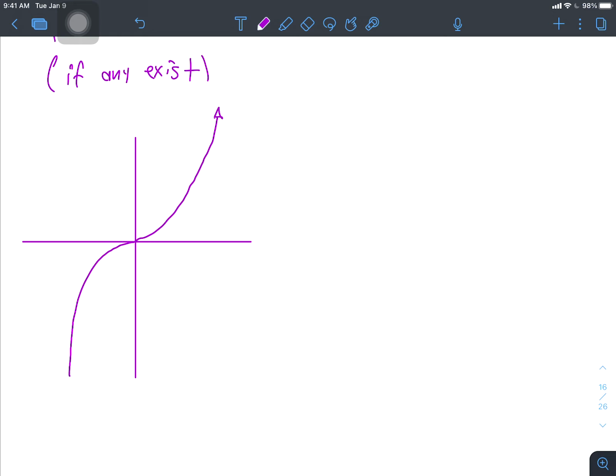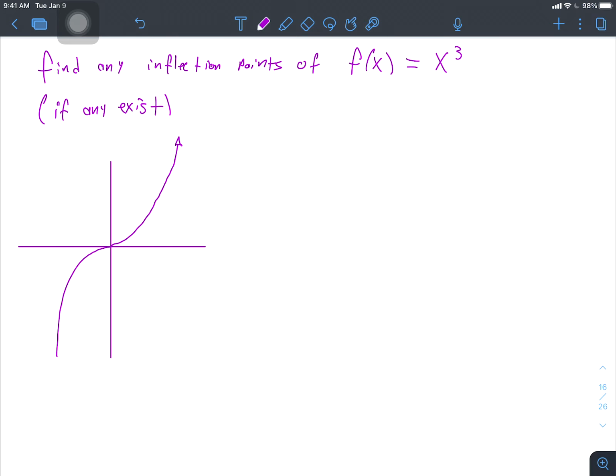When we look at the graph here, it kind of looks like we're concave down for a while, and then we hit 0, and then suddenly we're concave up. So that's a good indication that we have an inflection point at x equals 0. So this is where we're going, but let's do it mathematically here. Or how about analytically? So we want to find the inflection points of x cubed.